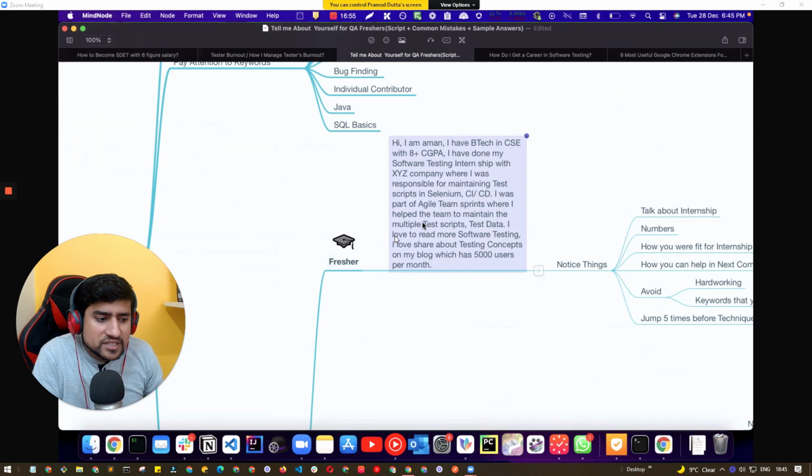Weekend project basically means you have tried out a couple of things on your own, and you have added all of these to your GitHub profile, in the public domain, so people can see that you have done some work. Cool, awesome. So you can say, "I have done my software testing internship with XYZ company, where I was responsible for maintaining the test scripts for Selenium and was handling the CI/CD."